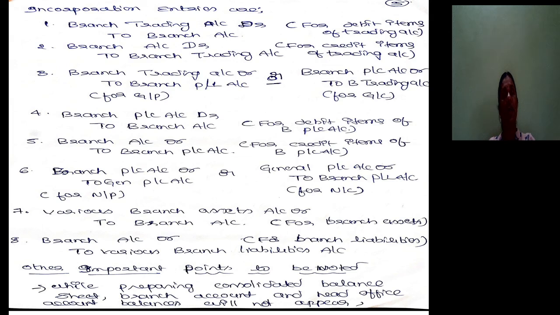What are the other important points to be concentrated on while preparing the branch account in the books of head office, or while preparing the columnar trading and profit and loss account and the consolidated balance sheet in the books of head office? What entry do we need to pass, and what is the impact of such other important aspects? That we will see in the next class. Till then, take care. Thank you.